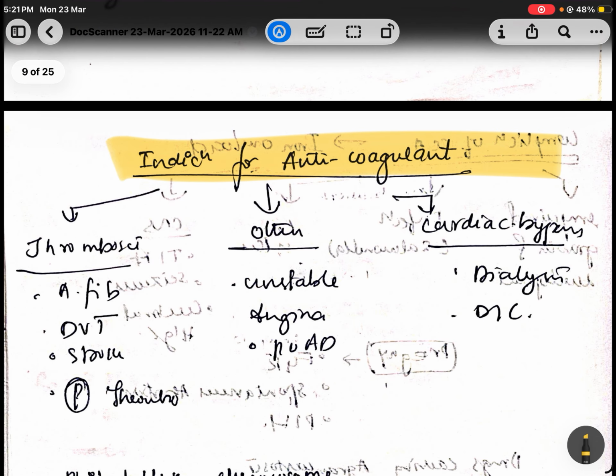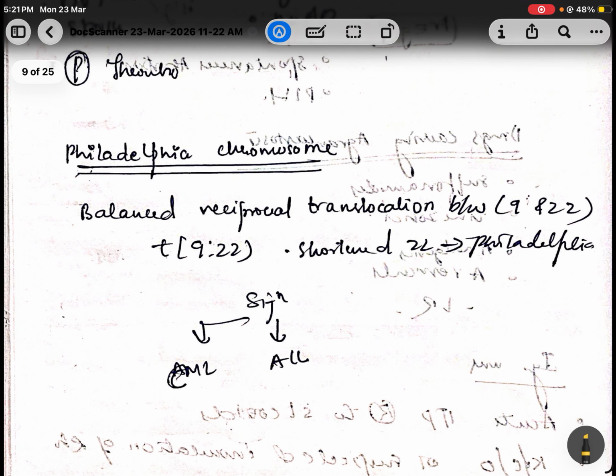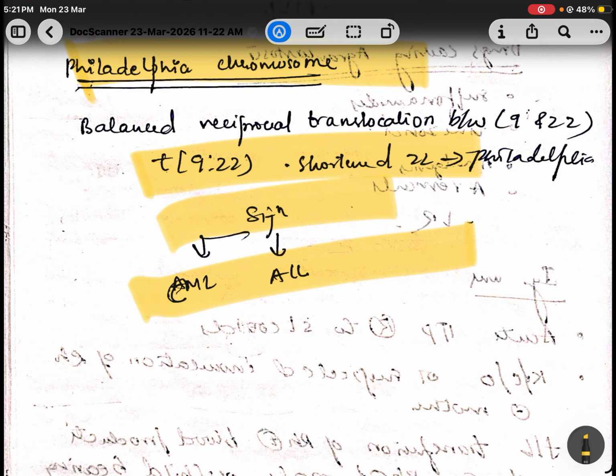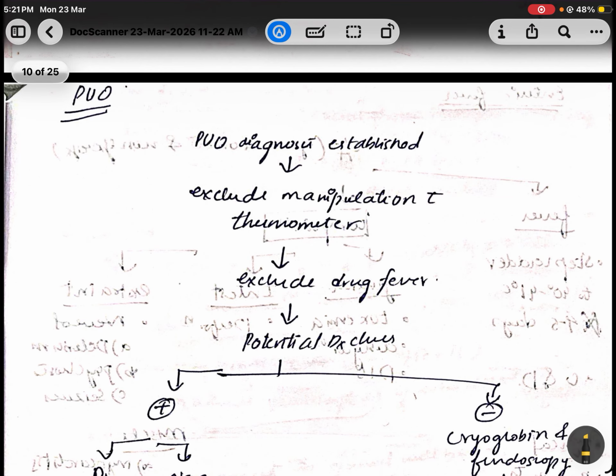Again, indications of anticoagulant, obviously, divided into surgical and non-surgical. Again, non-surgical means medical. So for that, you can write for thrombosis and others, so that you can present it in a better way. In Philadelphia chromosome, I don't think I need to mention because I know you are studying it from pathology itself. Again, now coming to the infectious medicine part proper.